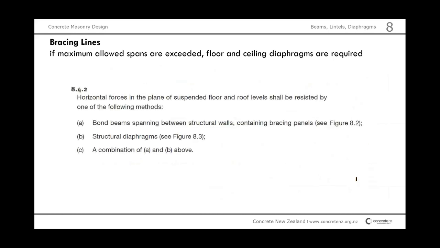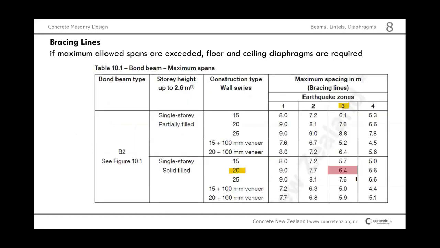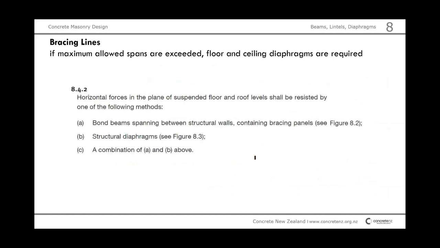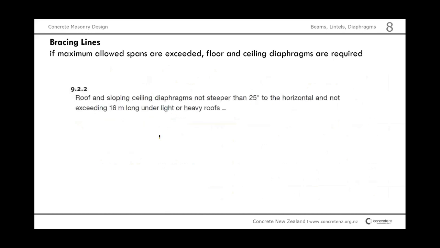4229 allows various options. Either you use simply the bond beam walls. If you want to go further than these limitations here, then you would have to use the diaphragm method. The diaphragm method is described then in the chapter on diaphragms, and that says you can go up to 16 meters. So 16 meters is the maximum.